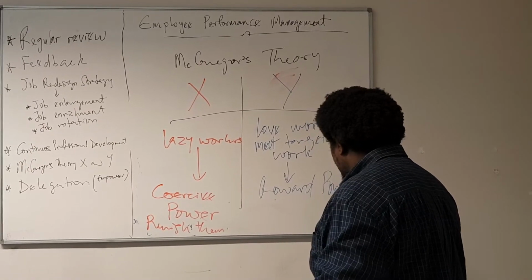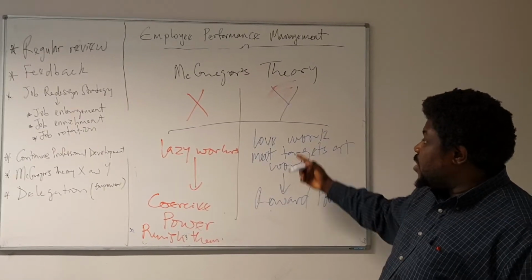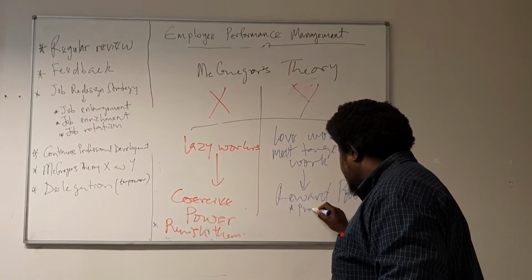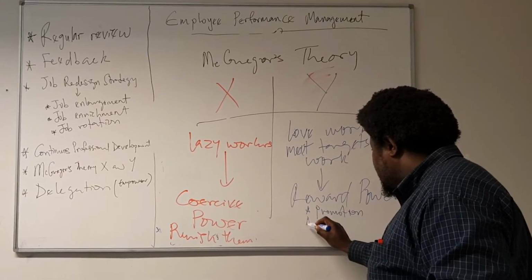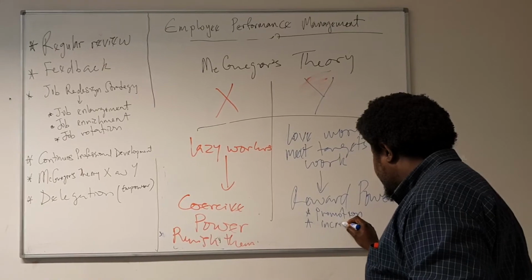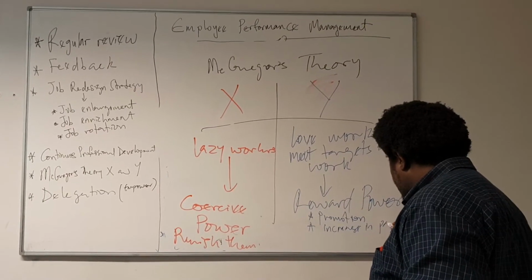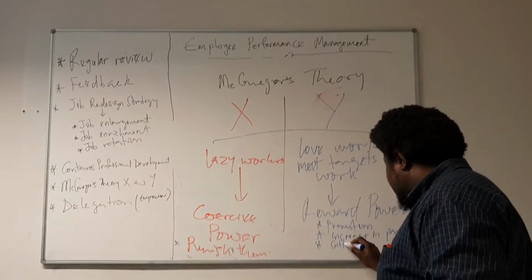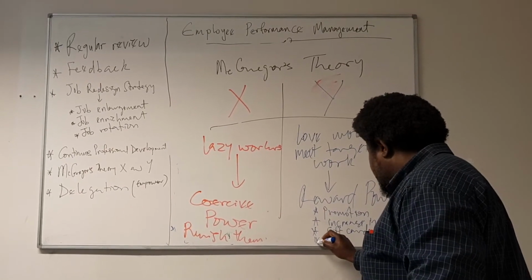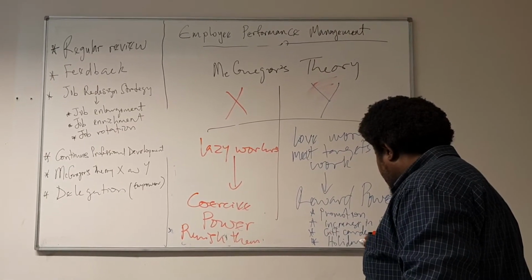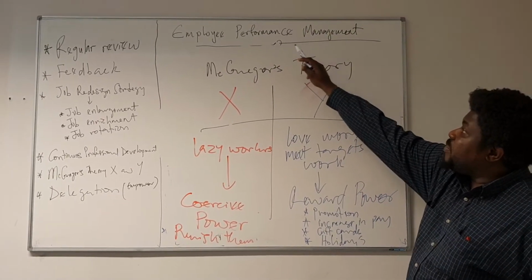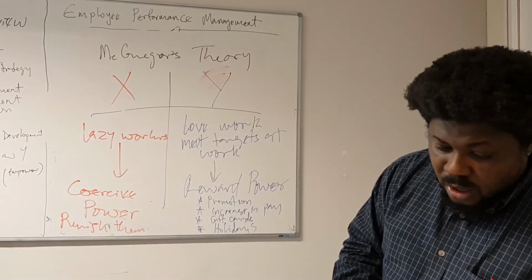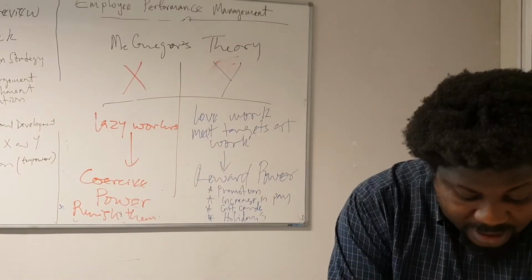Reward power. For these kinds of workers, they already love work, they meet targets at work, you reward them. How can you reward them? Maybe promotion? Maybe an increase in pay? Maybe you give them gift cards. Maybe holidays. And this will improve the performance of such employees. This will motivate such employees at work. And that's Douglas McGregor's theory X and Y.